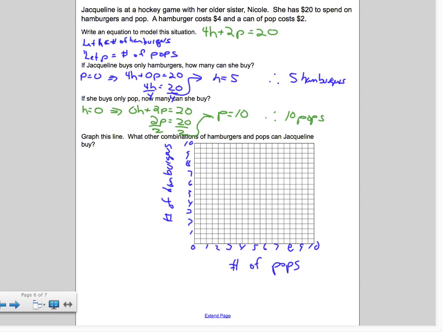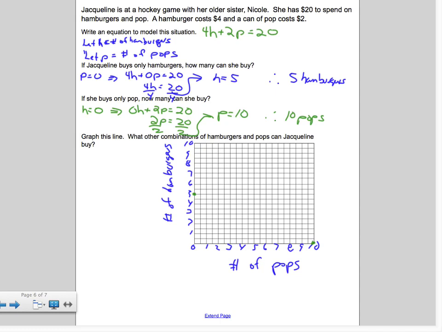We're going to buy 5 hamburgers, right? So that's how we plot that. We have 0 pops, which is why we asked that second question. You have 0 pops, you're going to buy 5 hamburgers. Conversely, if she has 10 pops, she can only buy 0 hamburgers.